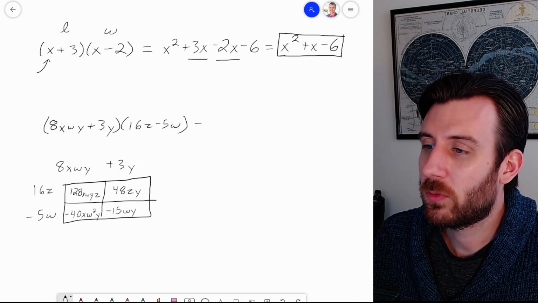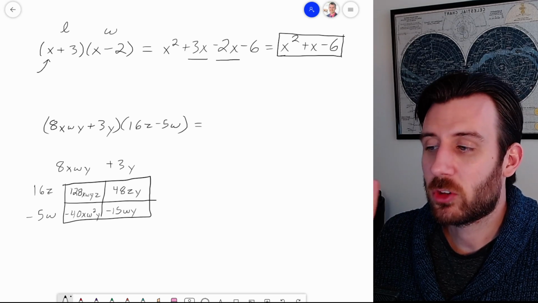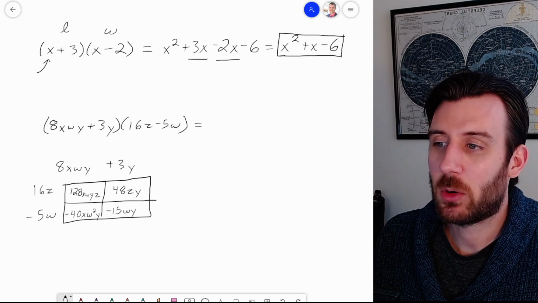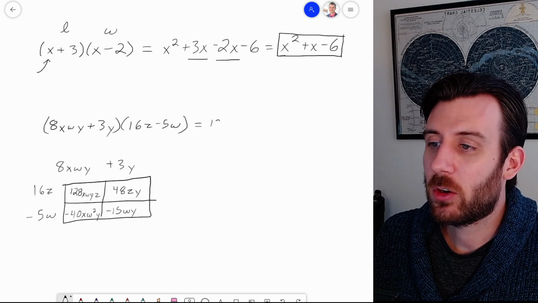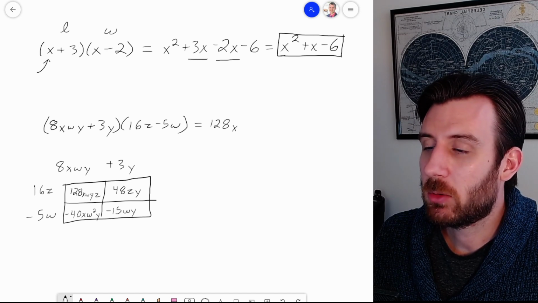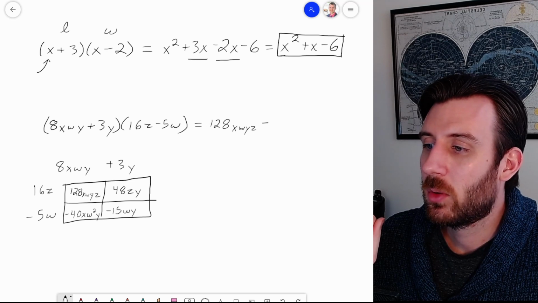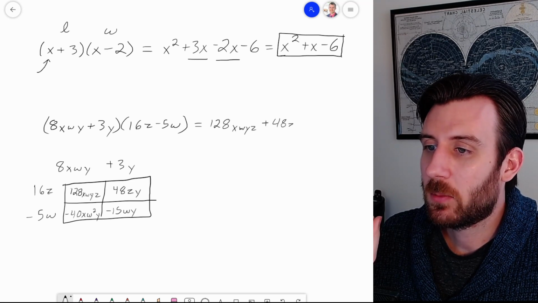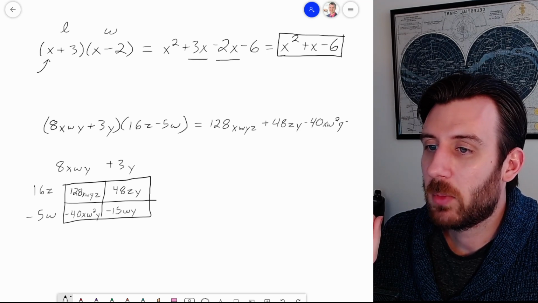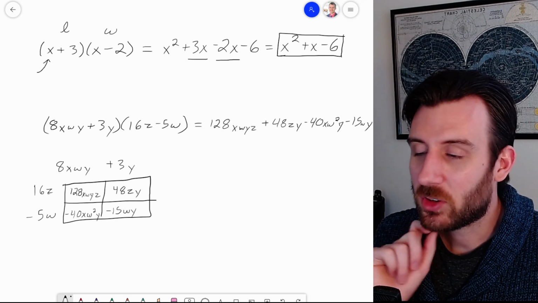So if we want to do this full distribution, we can just go through and look at the size of our rectangle, which is 128xwyz plus 48zy minus 40xw squared y minus 15wy. Anything here we can simplify?